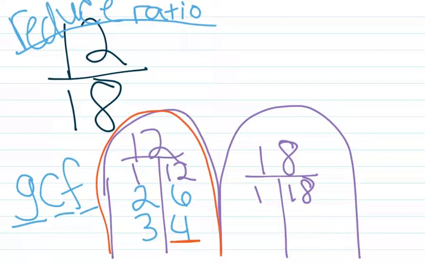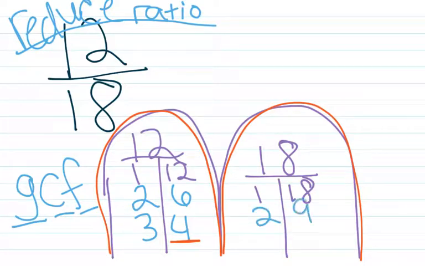Whoops, sorry, you guys. Okay, so now we got 18. We got 1 times 18 equals 18. What about 2? 2 times what equals 18? If you said 9, you're exactly right. So I'm going to do 2 and 9.